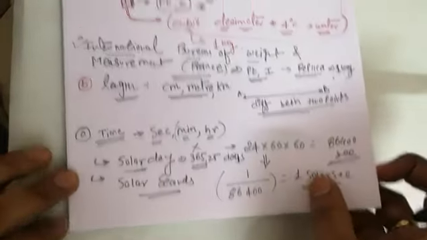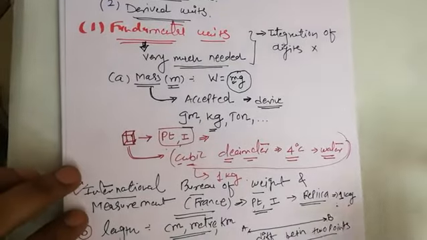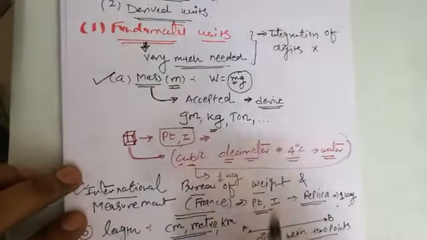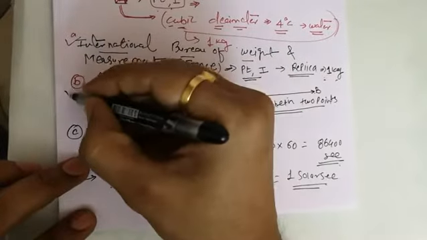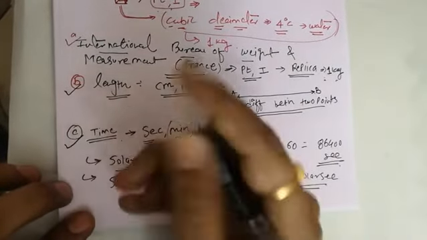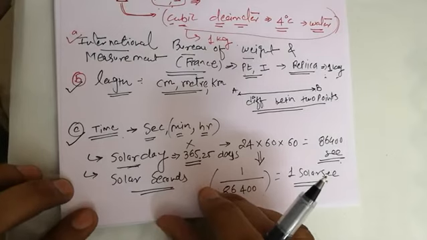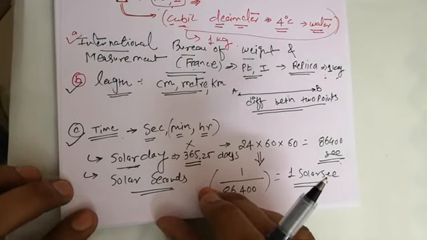So right now you are aware of three fundamental quantities. Very first one is mass, second one is length, and third one is time. And in another clip we will discuss other units of it, called derived units.